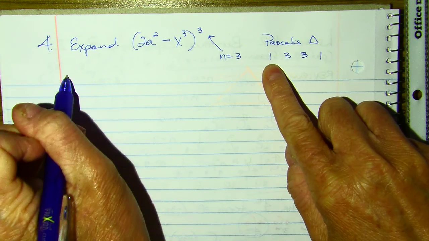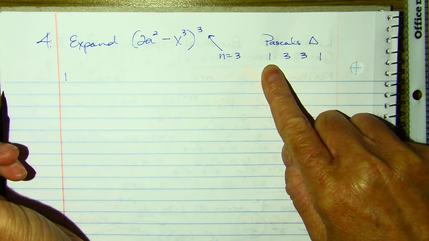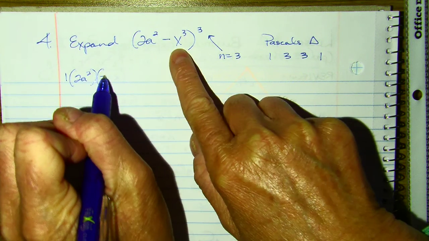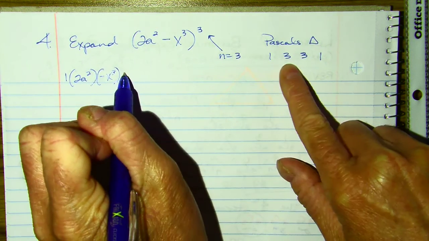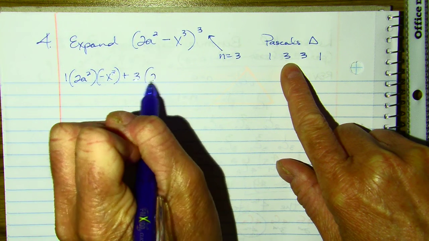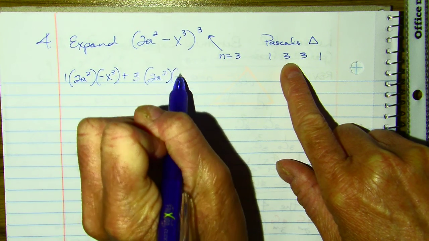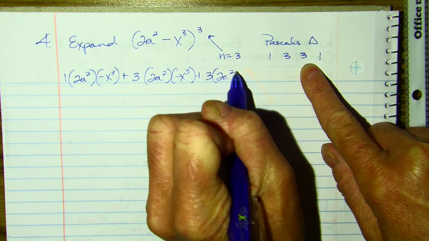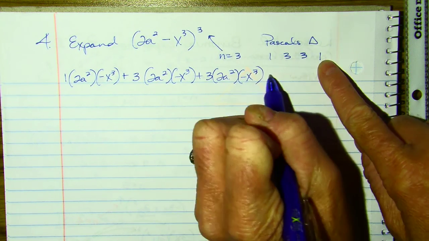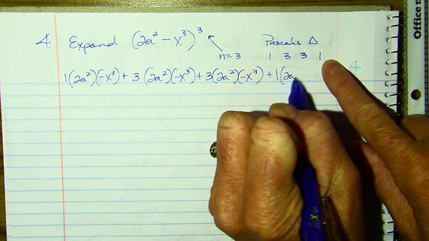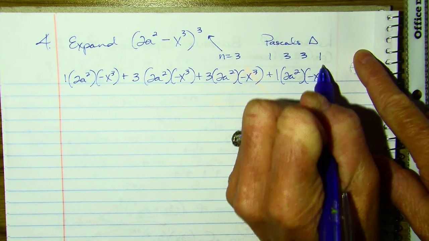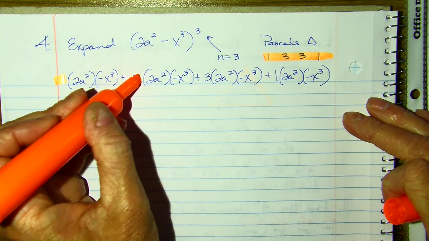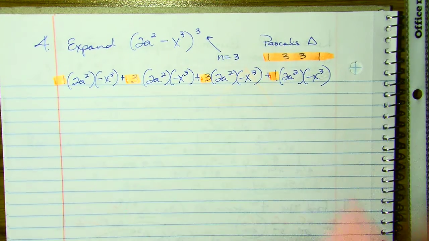So 1, you could use 3c0 if you want. And then my first term, 2a squared, my next term, and then I'm going to keep setting it up. Next number, 3, 2a squared, negative x cubed. Next term, 3, 2a squared, negative x cubed. 1, 2a squared, negative x cubed. So I hope you can see these numbers here are here, here, here, and here.